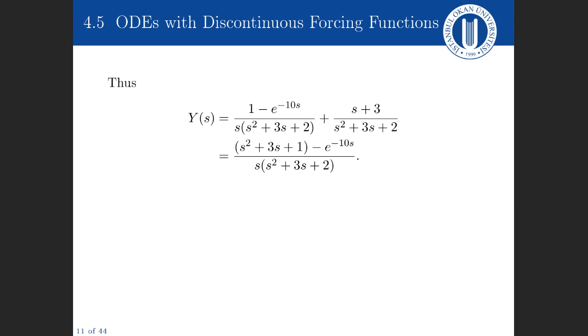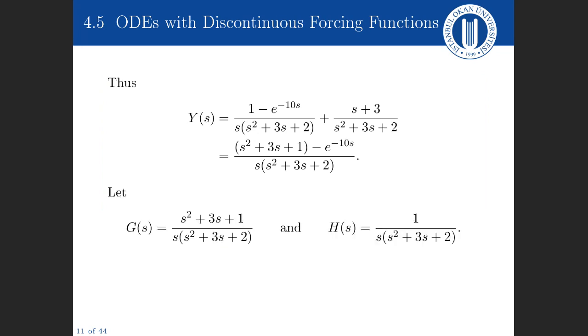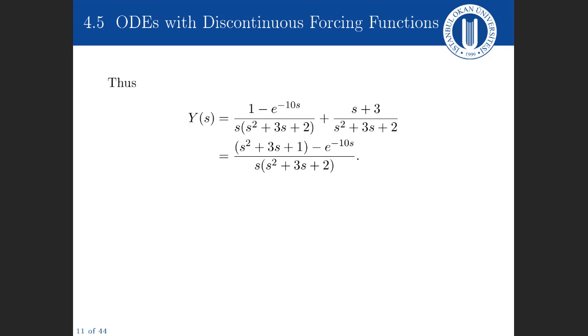Rearranging this, we can write capital Y is (s squared plus 3s plus 1 minus e to the power minus 10s) divided by (s squared plus 3s plus 2). We need to find the inverse Laplace transform of this function. And I'm going to do this in two parts.